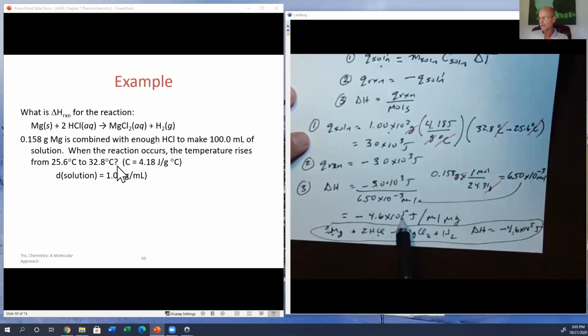So when you divide by the number of moles of the reactant, it'll give you the amount per mole of that reactant. If the coefficient is 1, then that's the same thing for the entire reaction. If the coefficient is something other than 1, then you have to multiply by that coefficient. So if magnesium had 2, then it would change. This would have to be twice that. Okay.